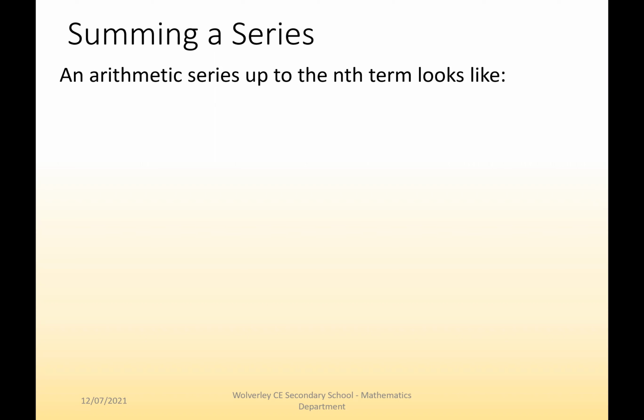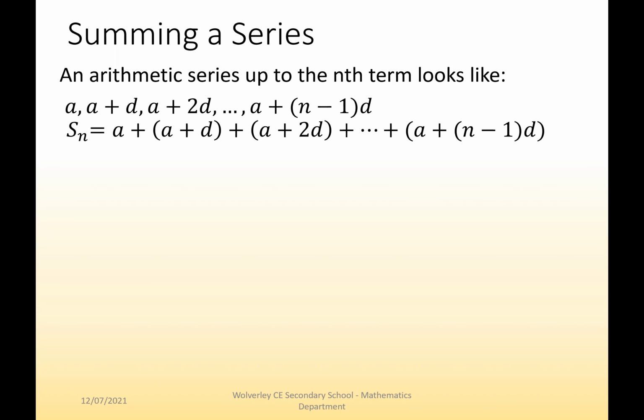So an arithmetic series up to the nth term looks like this. The first term is a. The next one is a plus d, because remember d is our difference, then a plus 2d, and so on until we get onto a plus n minus 1 lots of d. The sum is adding all of those individual terms up, and we're going to try and generate a sequence there.